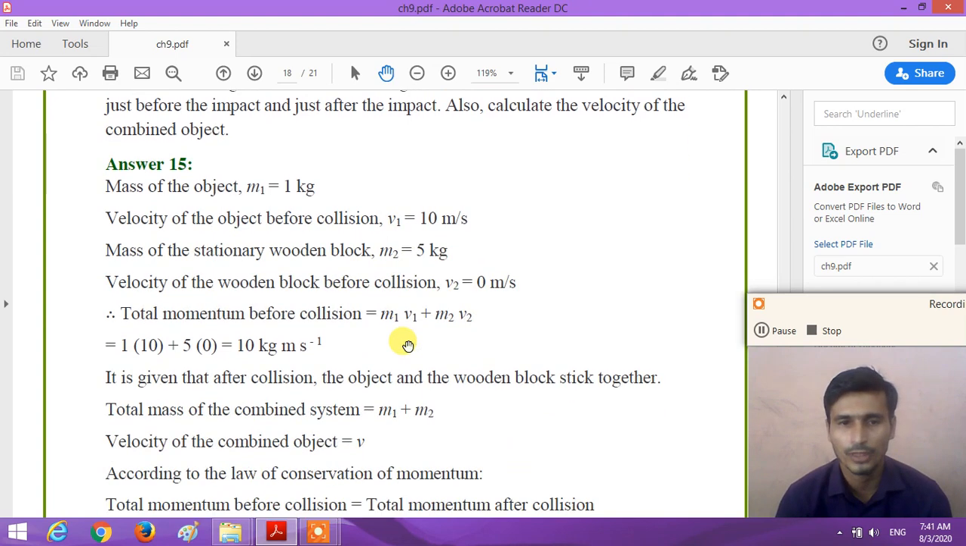Now before the collision, what is the total momentum? The total momentum before the collision is the momentum of the object plus the momentum of the wooden block.